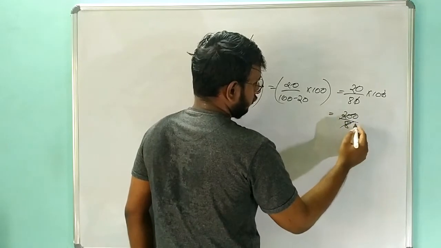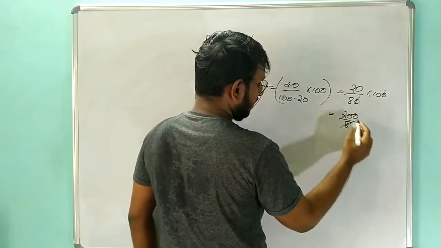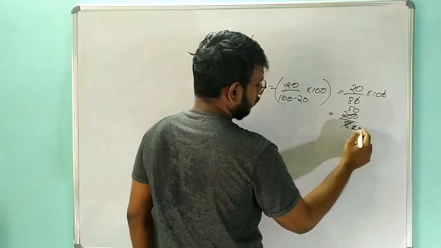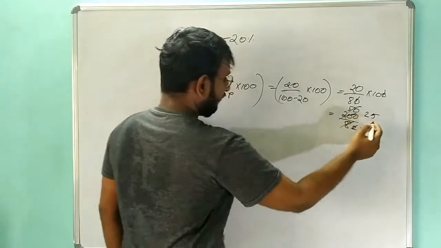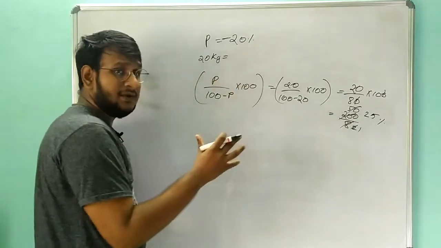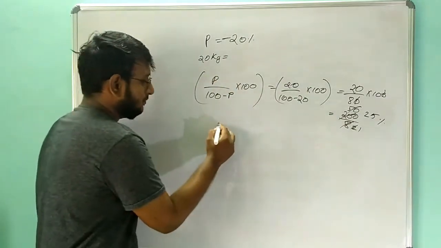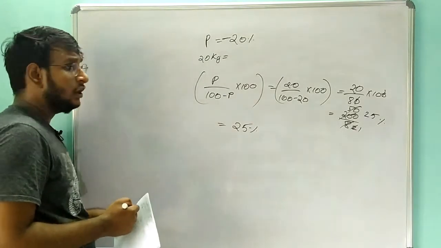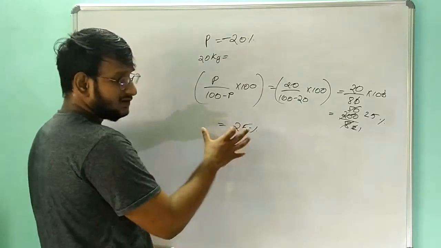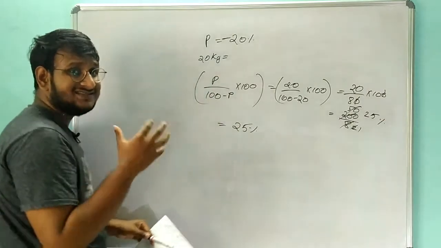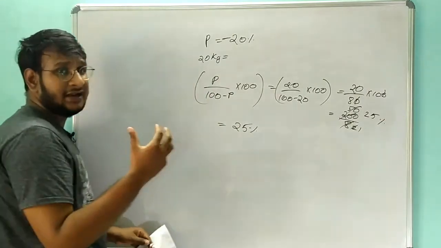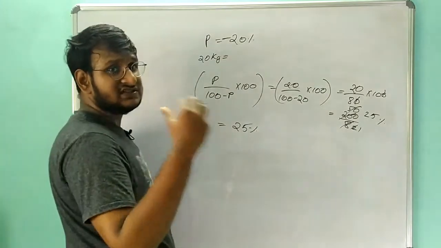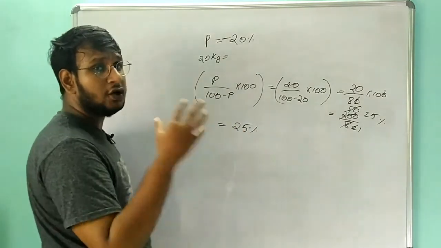So 2 4s are 8, 2 5s are 10, so 25%. So the family can increase their consumption by 25%. But this is not the question they are asking. They are asking how much rice can be bought extra if we use the same amount that we have used to buy 20 kgs.